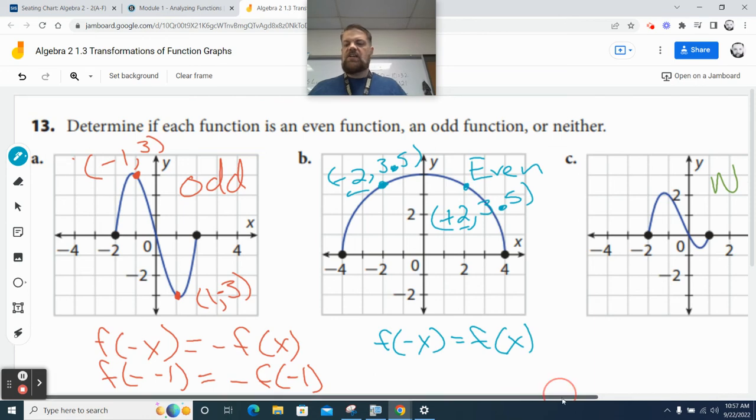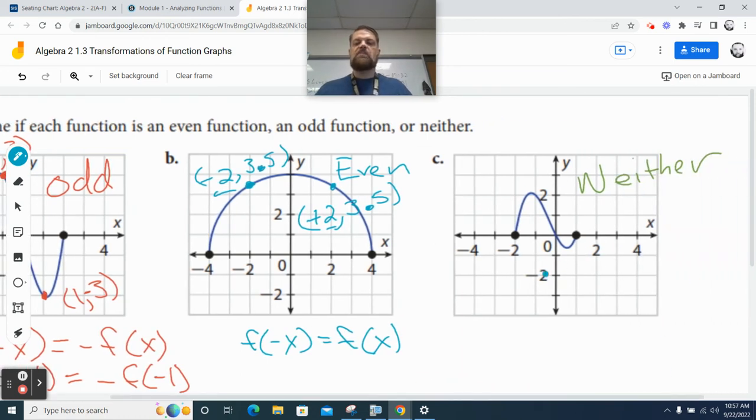Now for C, we just have to test to see if it's odd or even. There's no symmetry across the y-axis, right? When I say symmetry across the y-axis, when I look at the y-axis, the left-hand side looks like the right. That's how even functions will always be. So this is not even because there is no symmetry.